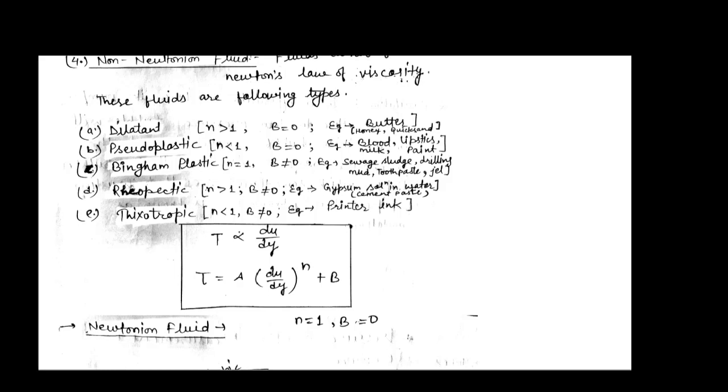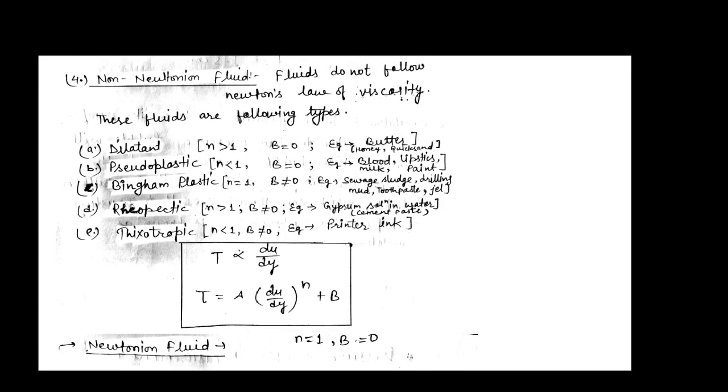Fourth one is the non-Newtonian fluid. Non-Newtonian fluids are the fluids which do not obey or follow Newton law of viscosity. Means tau directly proportional to del u upon del y is not followed by this type of liquids or fluids. Okay, some of them are listed here.